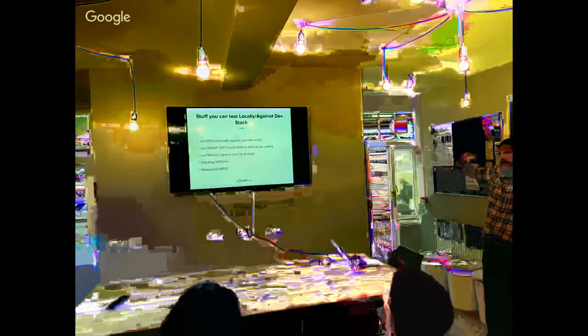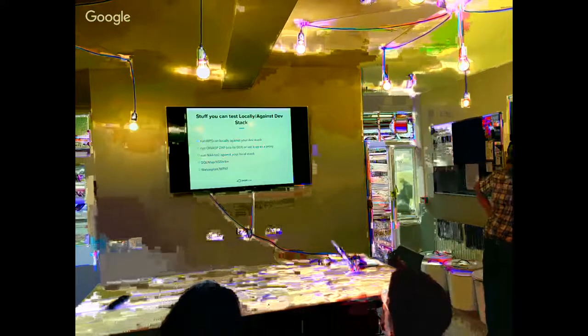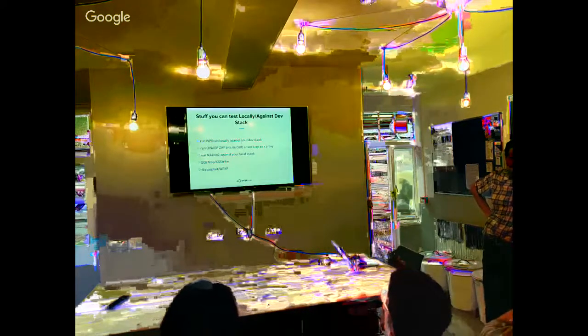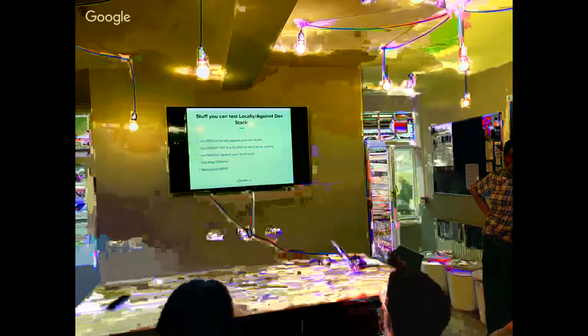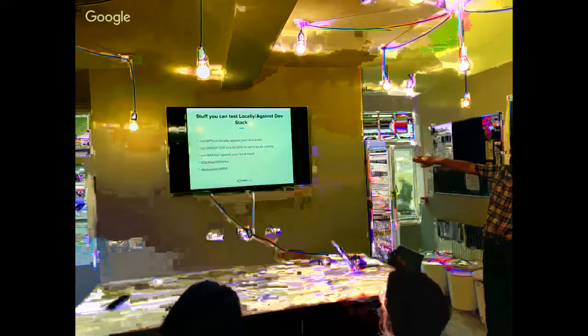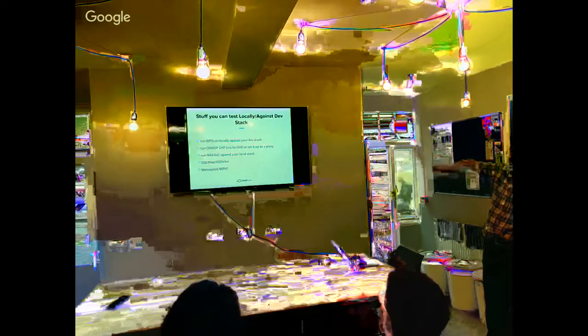Run WPScan locally against your dev stack. Run ZAP, just use it in the GUI form. If you're not happy exploring any further than that, run it in the GUI form. Run Nikto against your local stack.